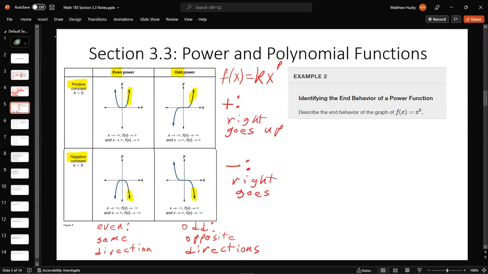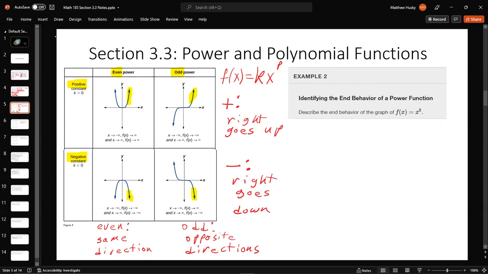So once you figure out what the right side does, you can then figure out what the left side will do, because depending on if it's odd or even, even tells you that the left side will do the same thing. Odd will tell you that the left side will do the opposite of whatever the right does, which is kind of similar to how my son and daughter behave sometimes, where if one of them does one thing, the other one will often want to do the complete opposite of that. So yeah, there you go.